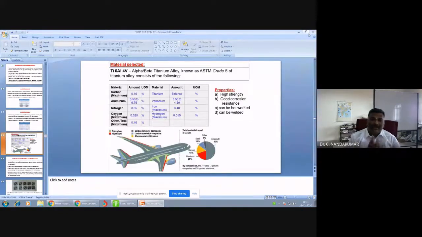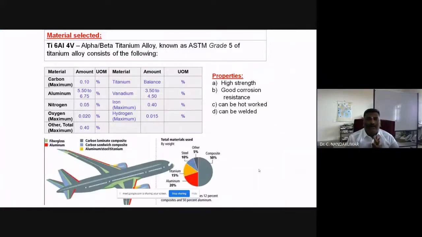So in this particular slide, we see how much titanium is used in aerospace. Here, the alpha and beta titanium alloy, known as ASTM grade 5 titanium alloy, consists of carbon, aluminum, and others, with their percentage amounts. It has high strength, good corrosion resistance, can be hard worked, and can be welded.